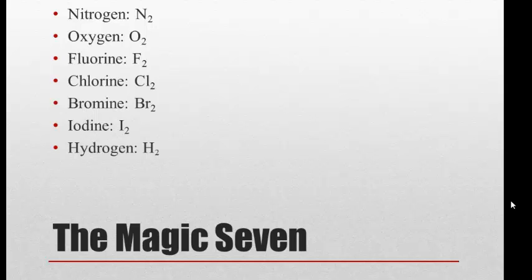You will need to know what elements always exist as diatomic molecules. These are nitrogen, oxygen, fluorine, chlorine, bromine, iodine, and hydrogen. Looking on your periodic table, you will notice that these elements form a 7 in the top right corner, starting with nitrogen, moving across to oxygen and fluorine, and then moving down that column: chlorine, bromine, and iodine. The only exception not in this magic 7 is hydrogen.